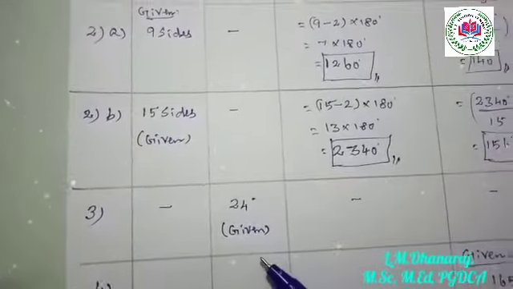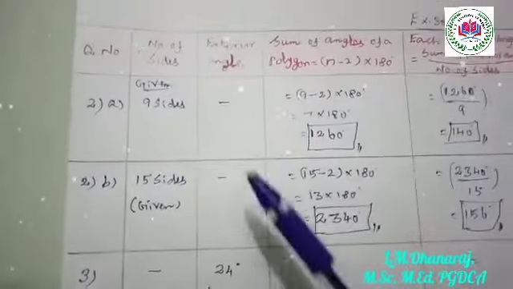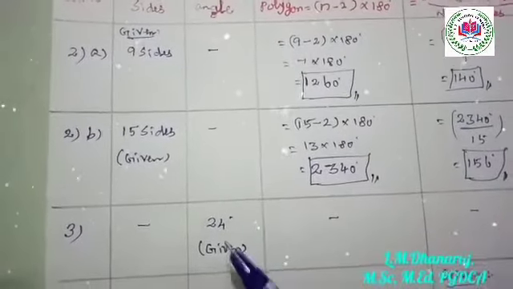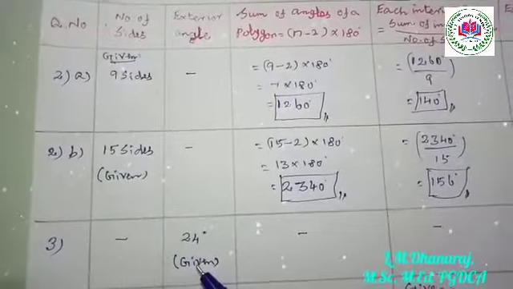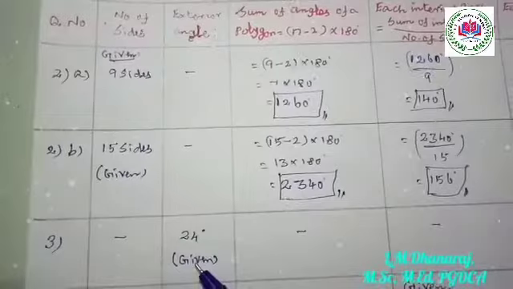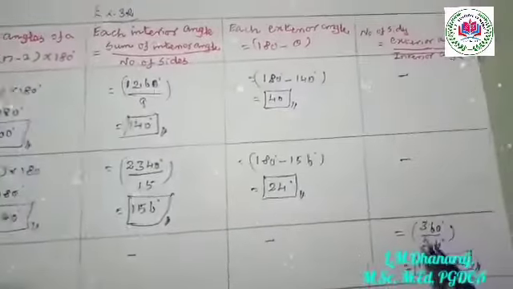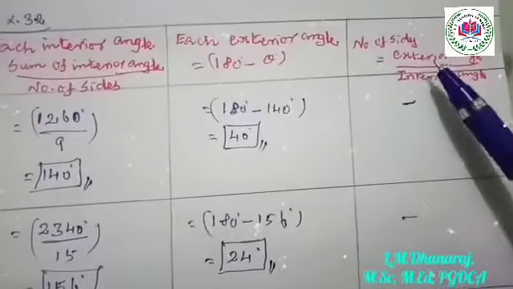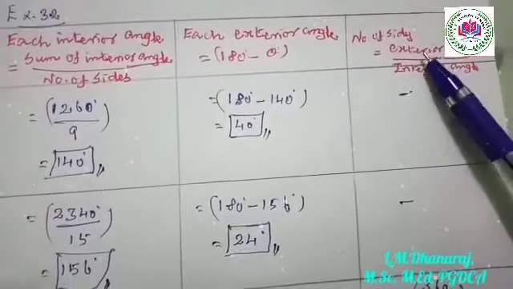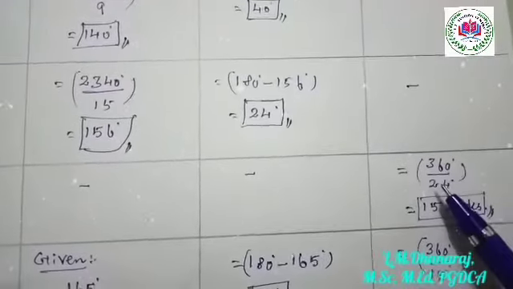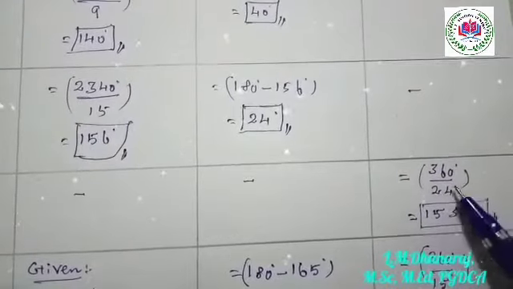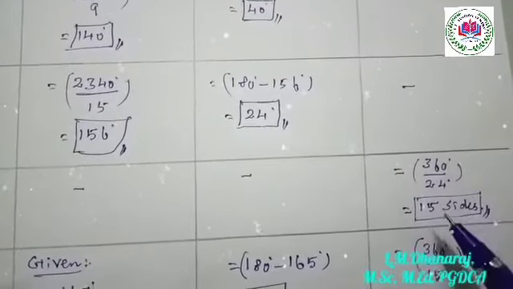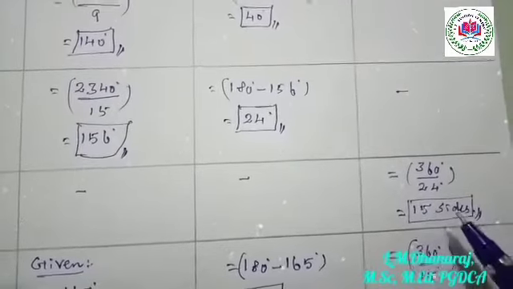And now let us move on to the third sum. It is given the exterior angle as 24 degrees. We have to find out the number of sides. So the number of sides formula is exterior angle divided by interior angle. The sum of exterior angles is 360 degrees, already we have seen. So 360 degrees divided by the given exterior angle, 24 degrees. So we have to cancel these two. We will be getting 15 sides.